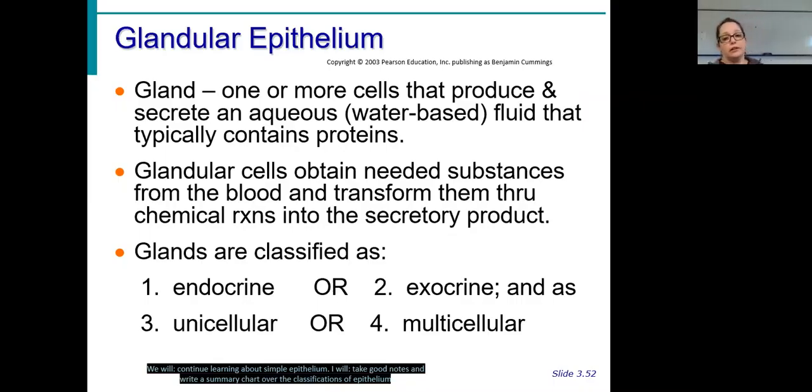Glandular cells obtain needed substances from the blood and transfer them through chemical reactions into the secretory product. So they secrete. You have many glands. You can have endocrine or exocrine glands, and they can be unicellular or multicellular. So once again, you have different ways that you can classify glands.